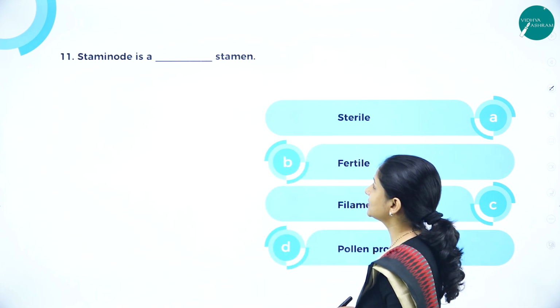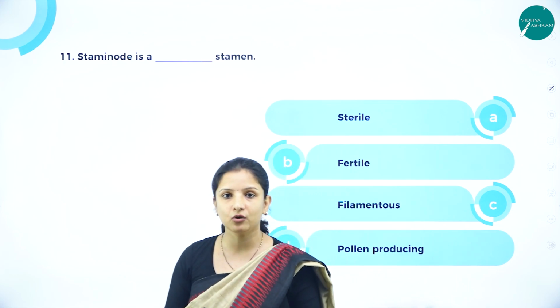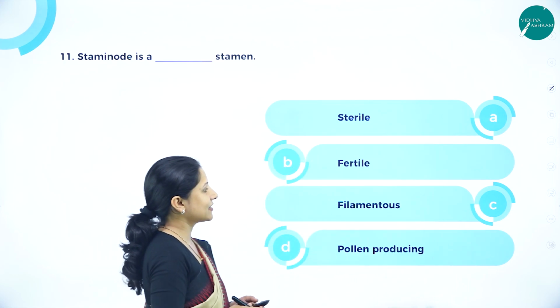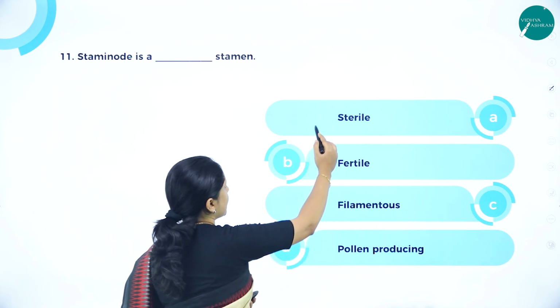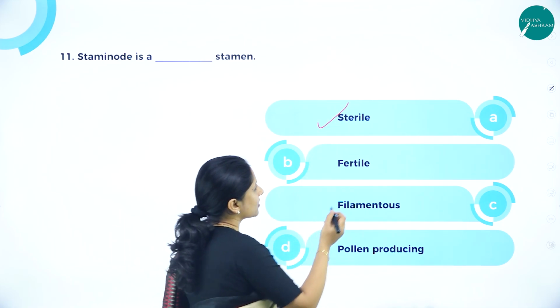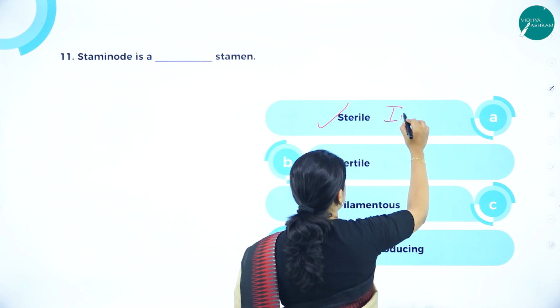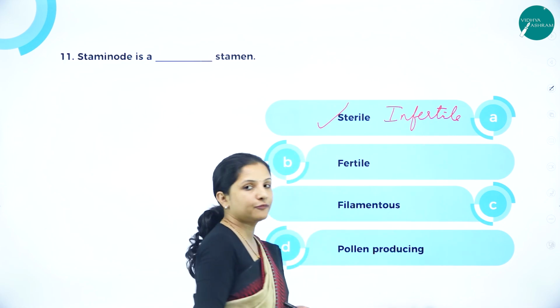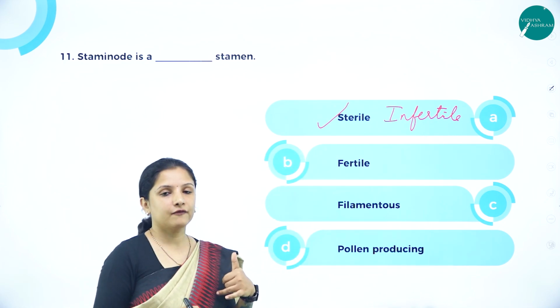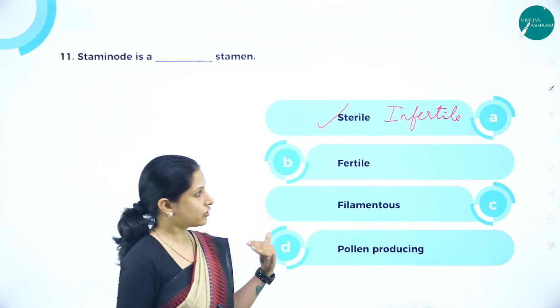Next, staminode is a dash stamen. Staminode is a sterile stamen. Sterile stamen, or they can give the option here as infertile. Infertile means it is not capable of producing pollen grains. Therefore, they are sterile. So, that is called as sterile.